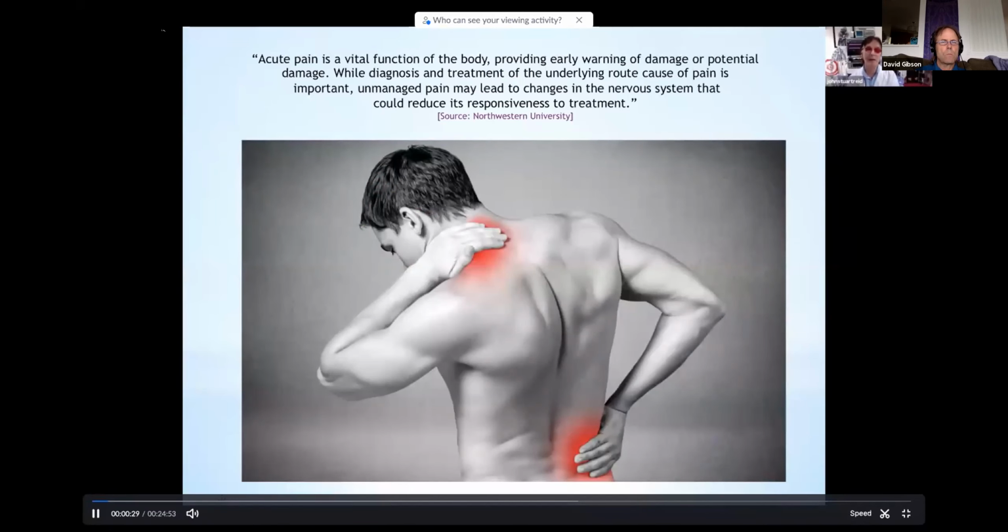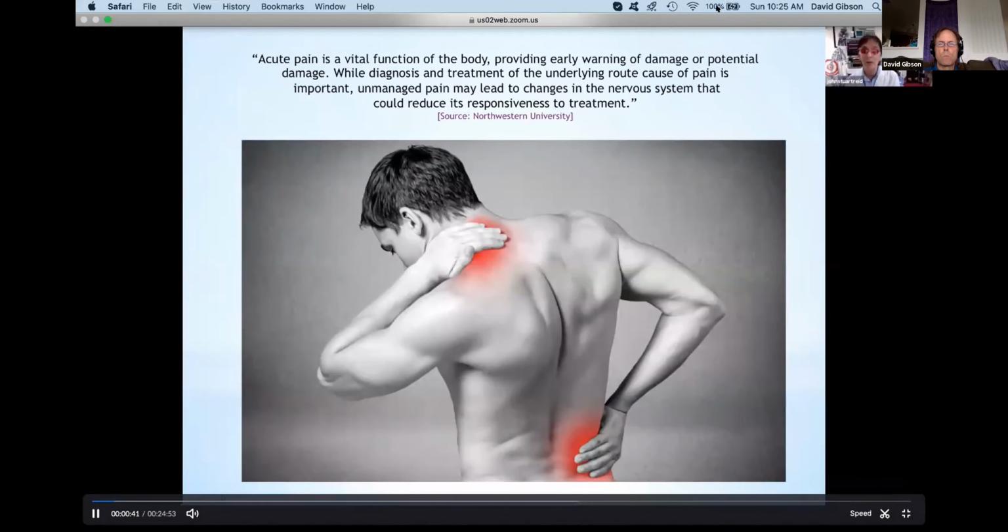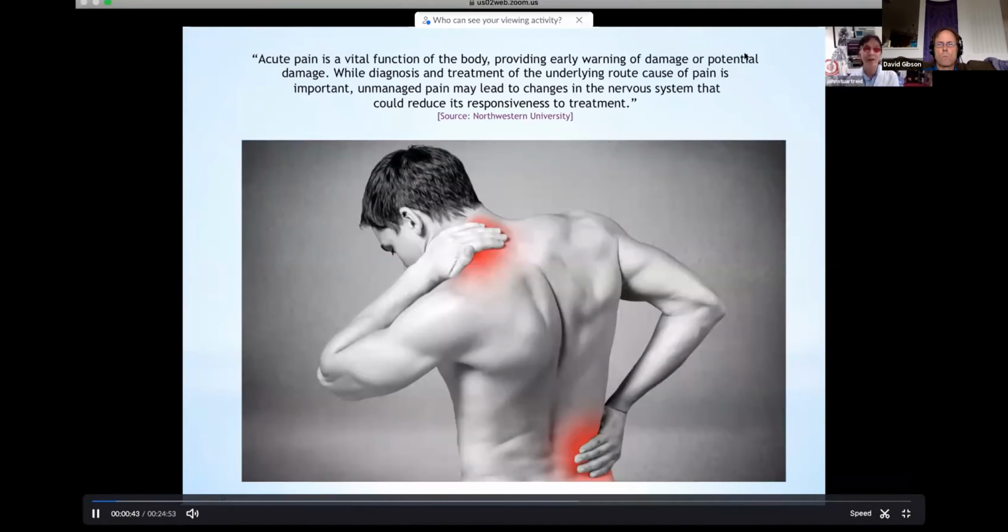So, but let's just begin by saying that acute pain is in fact a vital function of the body, provides early warning of damage or potential damage. And while diagnosis and treatment of the underlying root cause of pain, of course, is important, it's also important to say that unmanaged pain can lead to changes in the nervous system that could ultimately reduce its responsiveness to treatment.